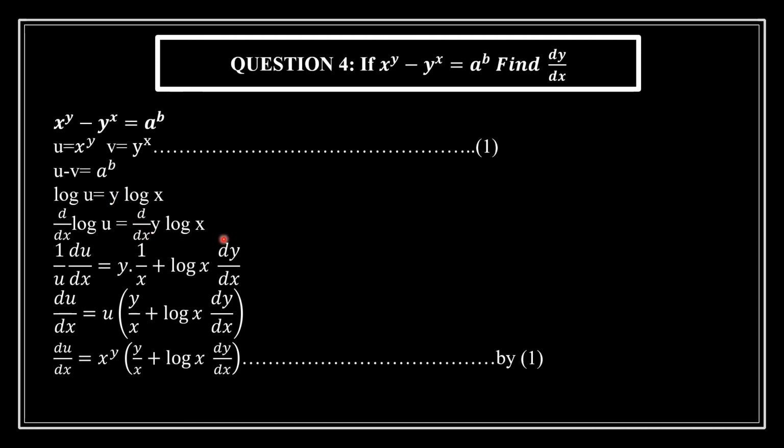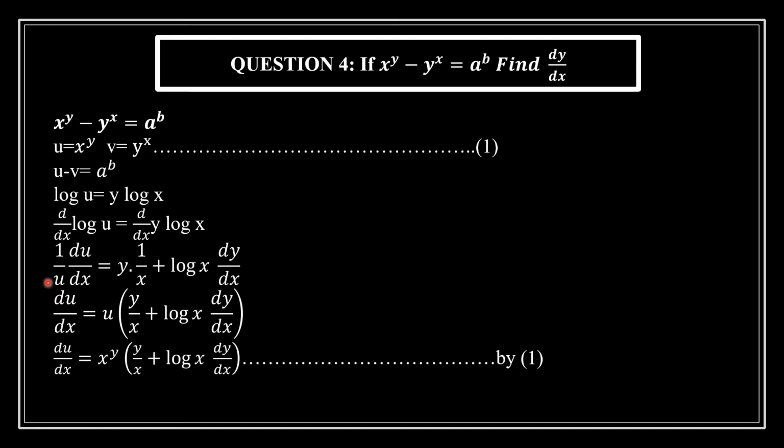Now we take the derivative. What is the derivative of log of u? It will be 1 upon u into du by dx is equal to, now we have the derivative of y log of x. We will apply the uv formula. So y as it is multiplied by the derivative of log of x, which is 1 upon x, plus log of x as it is multiplied by the derivative of y, which is dy by dx.